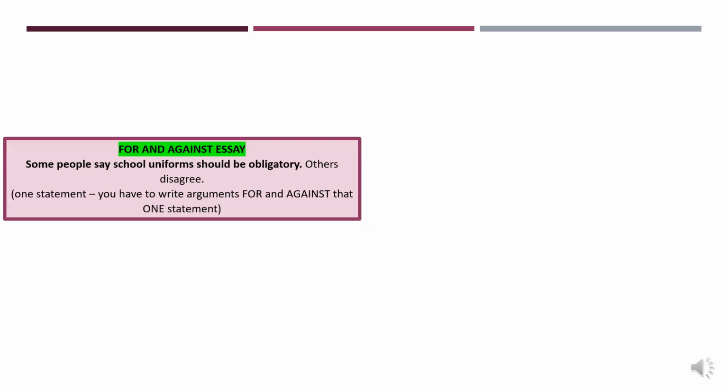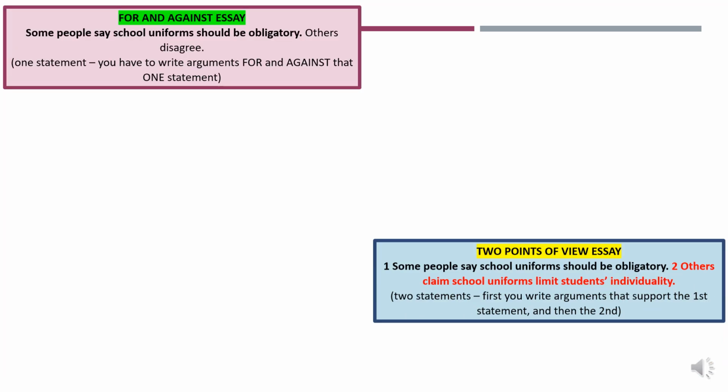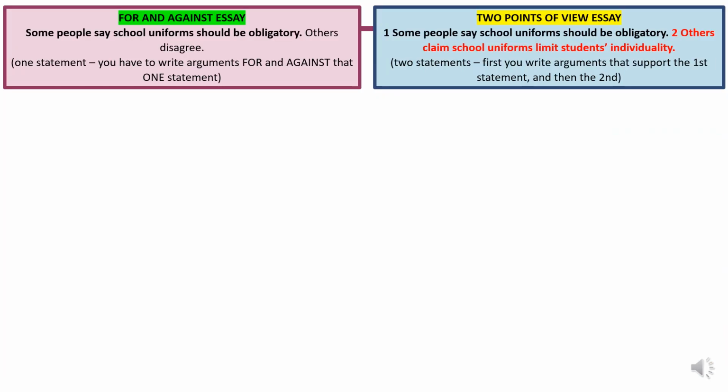Okay, let's compare the two types of matura essays. We have for and against essay and 2 points of view essay. You are going to see straight away if you're dealing with for and against essay. Why? You will have just one statement. For example, here some people say school uniforms should be obligatory, and after that you will have something like others disagree. If you see others disagree, it's a for and against essay. One statement plus others disagree, for and against essay.